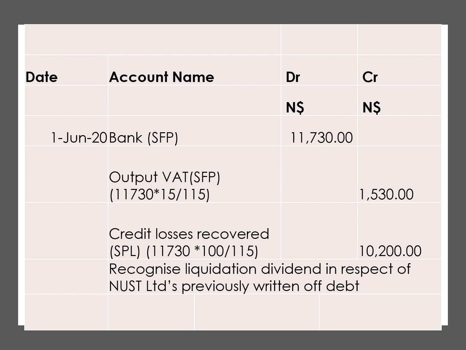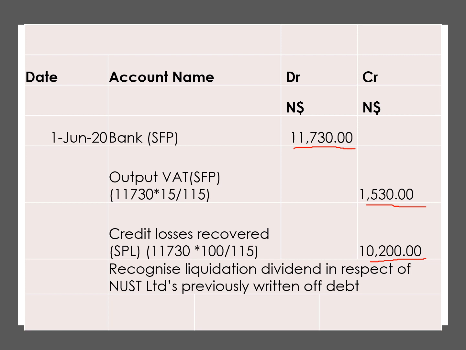To record the credit losses recovered on 1 June 2020, we debit the bank account with an amount of 11,730 because this is the amount that we are going to receive. And we debit bank because bank is an asset and assets increase on the debit side. Further, we credit output VAT with an amount of 1,530 and we credit credit losses recovered or bad debts recovered with an amount of 10,200.